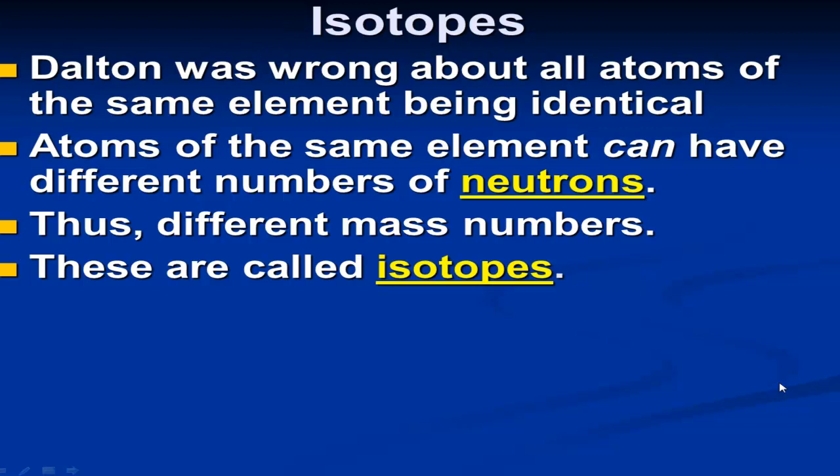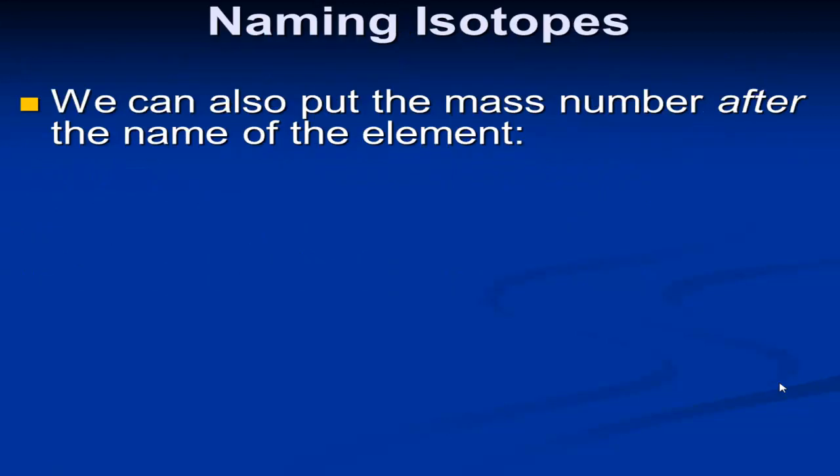And some of them are just made that way. Some of them are made that way out in the universe. Some of them are made that way in a nuclear reactor. Some of the isotopes are radioactive, some aren't. Some live a long time, some disappear very quickly, okay? But one way you know you have an isotope is by the way we put the mass number after the name of the element.